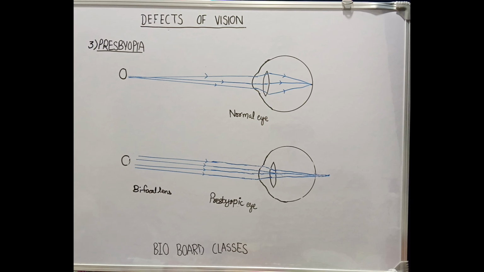So that's the quick summary of myopia, hypermetropia and presbyopia. Remember that understanding the structure and function of the eye helps us understand how these defects happen and how science gives us solutions through lenses.